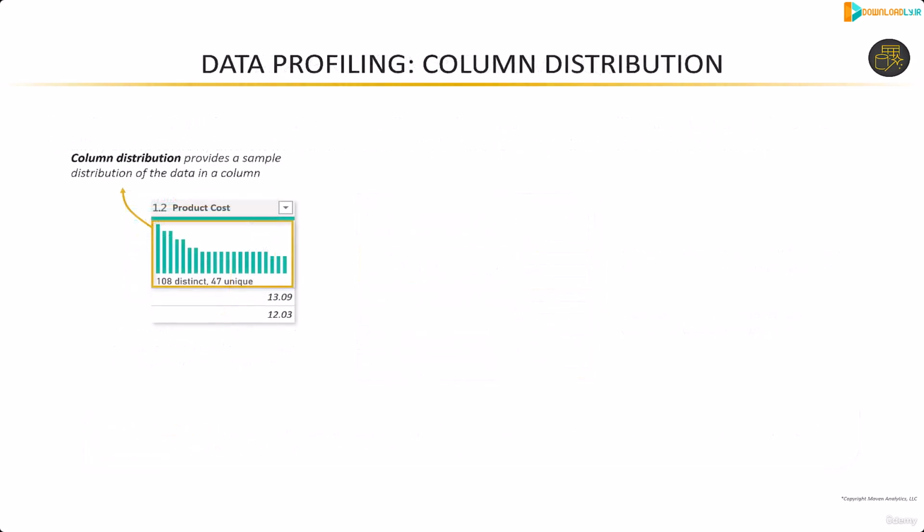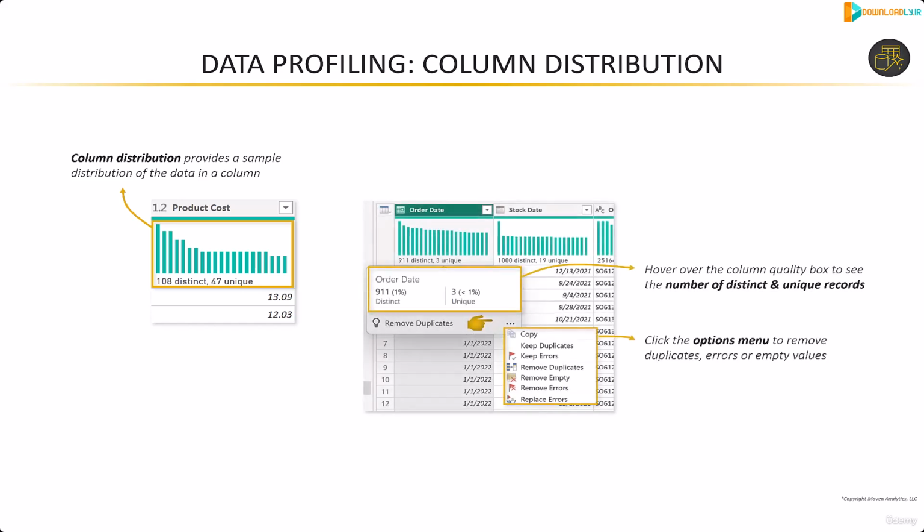Another profiling tool is column distribution, and this provides a sample distribution of the data contained within a column. And very similar to column quality tools, we have the same types of contextual menu options that help us clean up and sort out error or duplicate values that may be contained within the column.